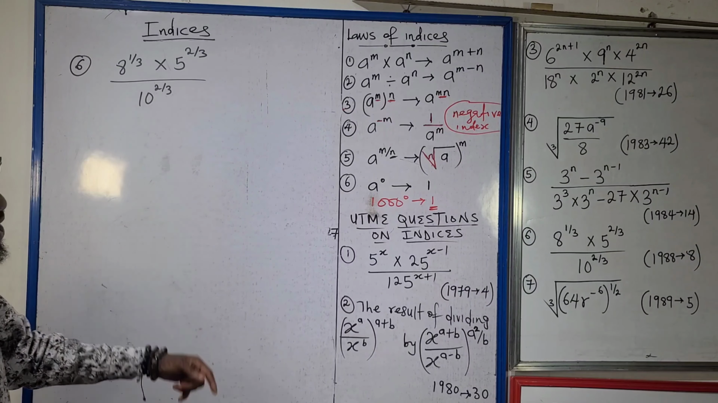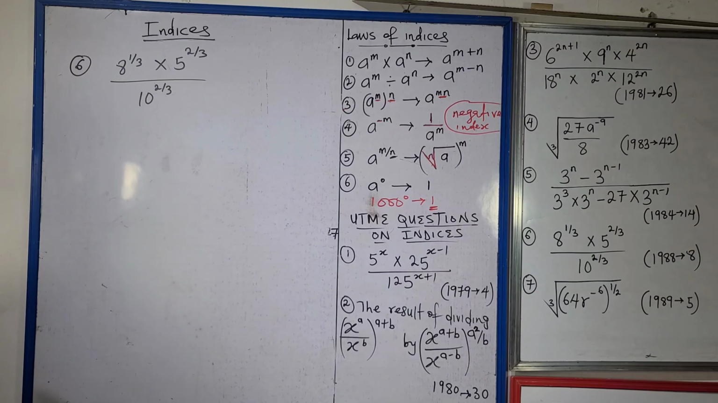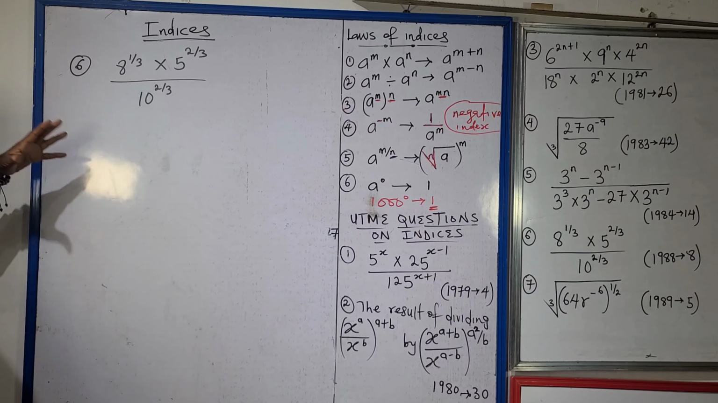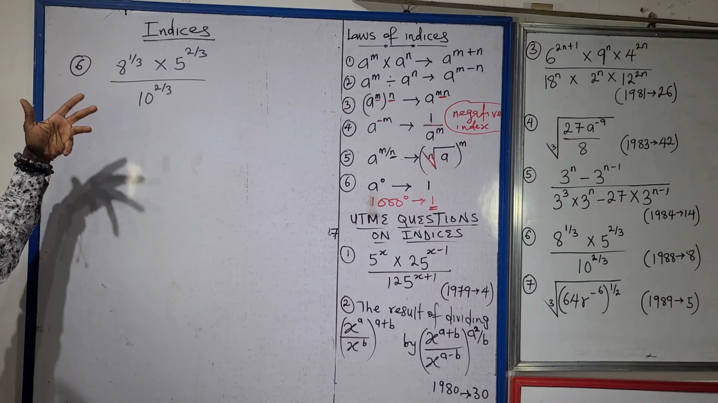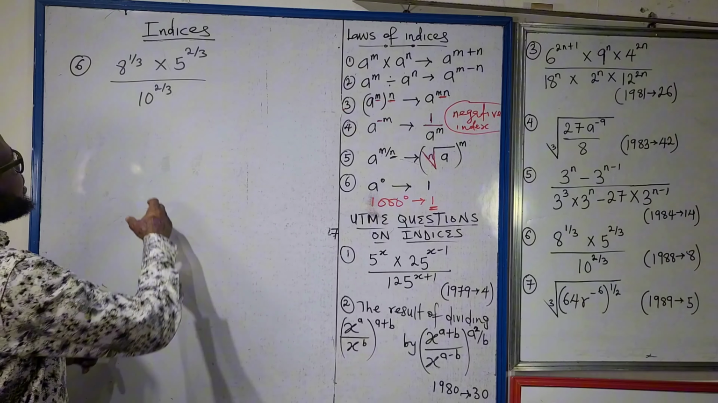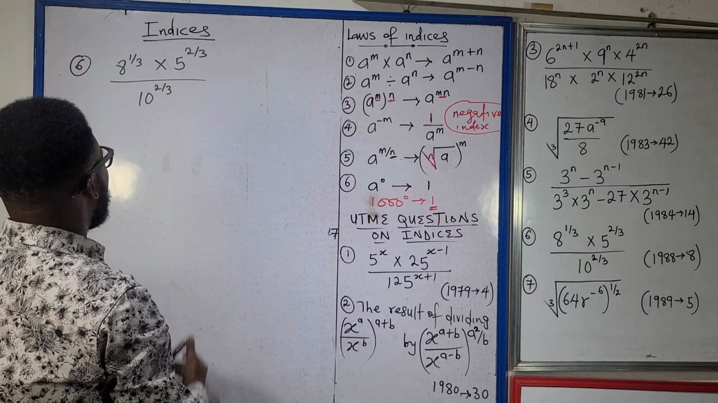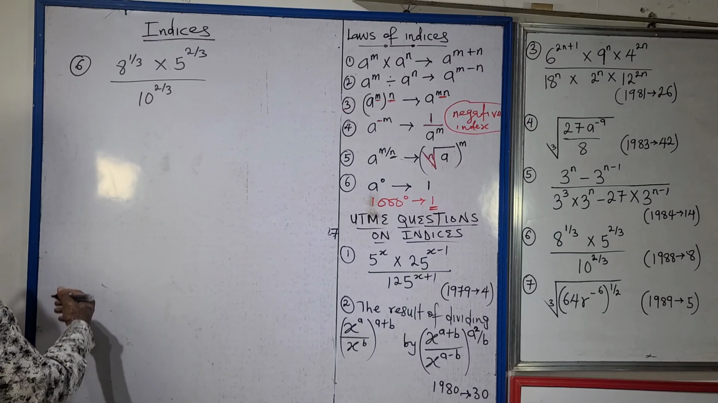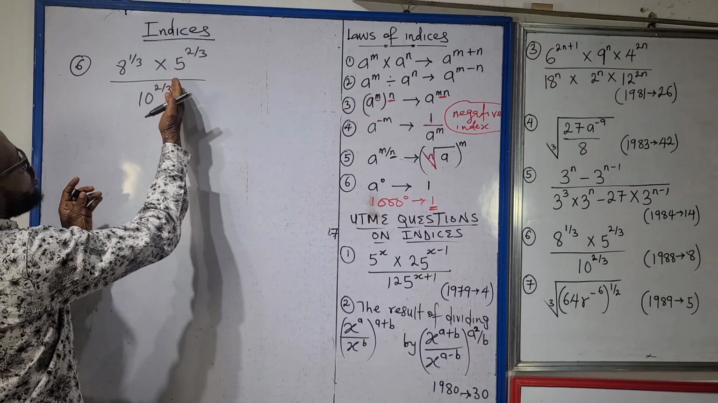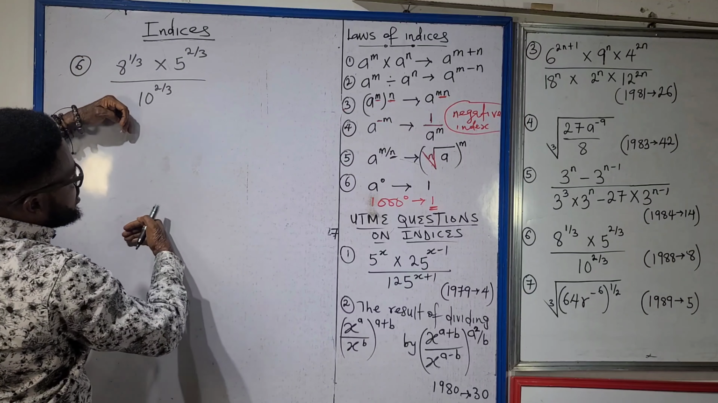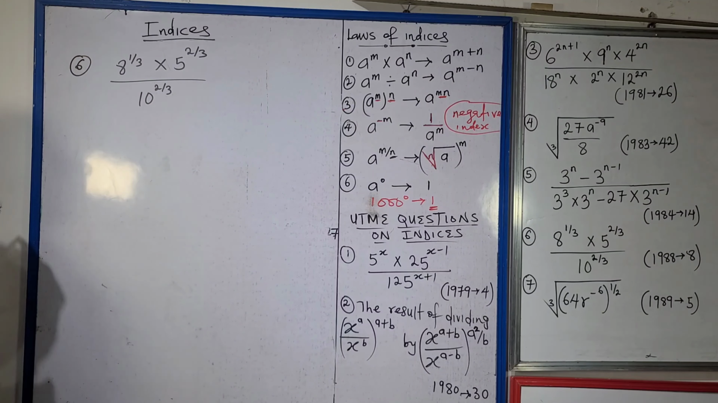Moving on to question 6. This is what we have. That is for the year 1988, question 8. We have 8 raised to power 1 over 3 times 2 raised to power 5 times 2 raised to power 5 raised to power 2 over 3 divided by 10 raised to power 2 over 3. Of course, this is indices. If the bases are not looking the same, then you cannot multiply them together. So what you have to do is you work in such a way that you imitate the numerator, you use that to imitate the denominator, or you use the denominator to imitate the numerator.